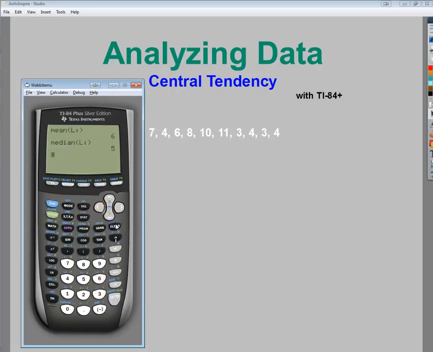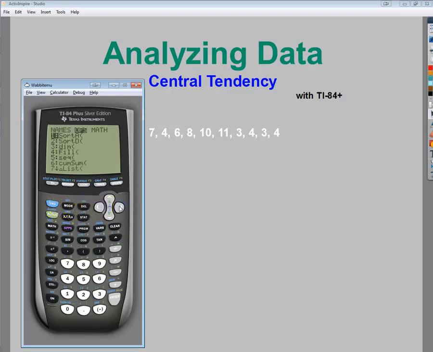Okay. To find the mode, in older versions, like the TI-73 Plus, which is the middle school version, there's actually a mode button that'll do it for you. In the TI-84 Plus, they assume that you can count. So the best you can hope for is organizing your list and then just finding the one that happens the most.